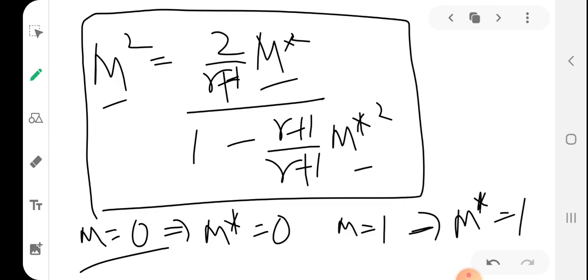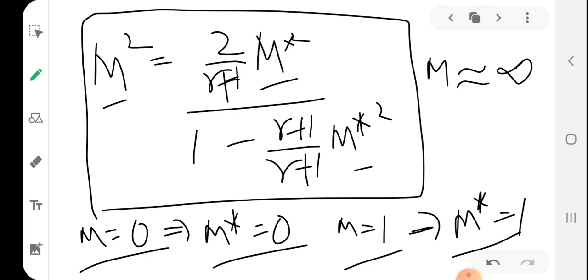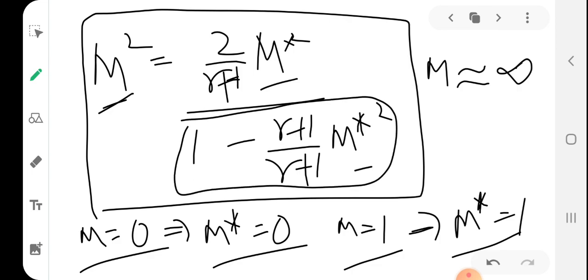So whenever M equal to 0, M star is also equal to 0. M equal to 1, M star also is equal to 1. But students, when M approaches infinity, M star will never approach infinity. Why? If M approaches infinity, it means the denominator should be equal to 0, right? Denominator should be equal to 0.